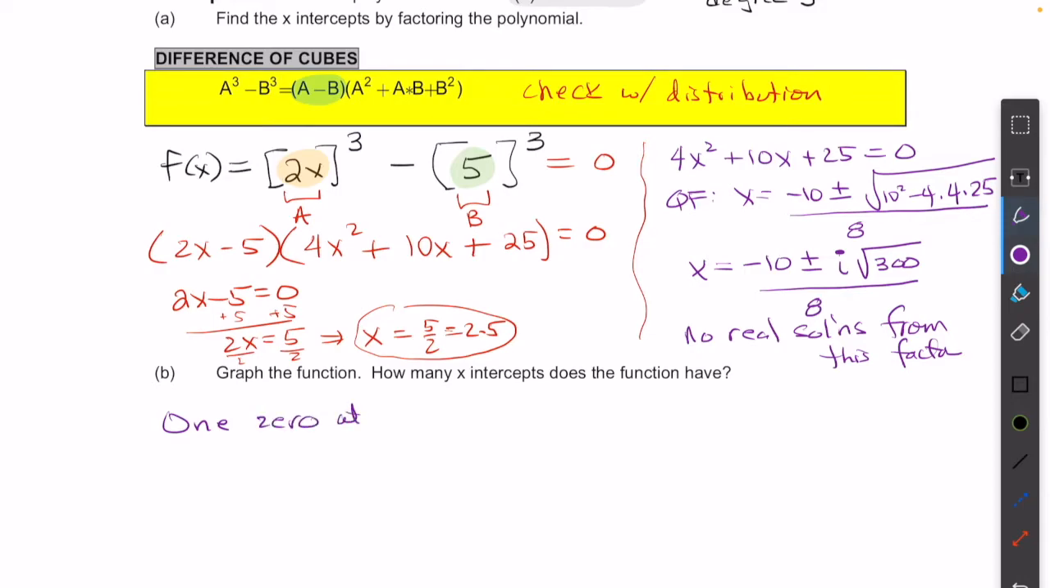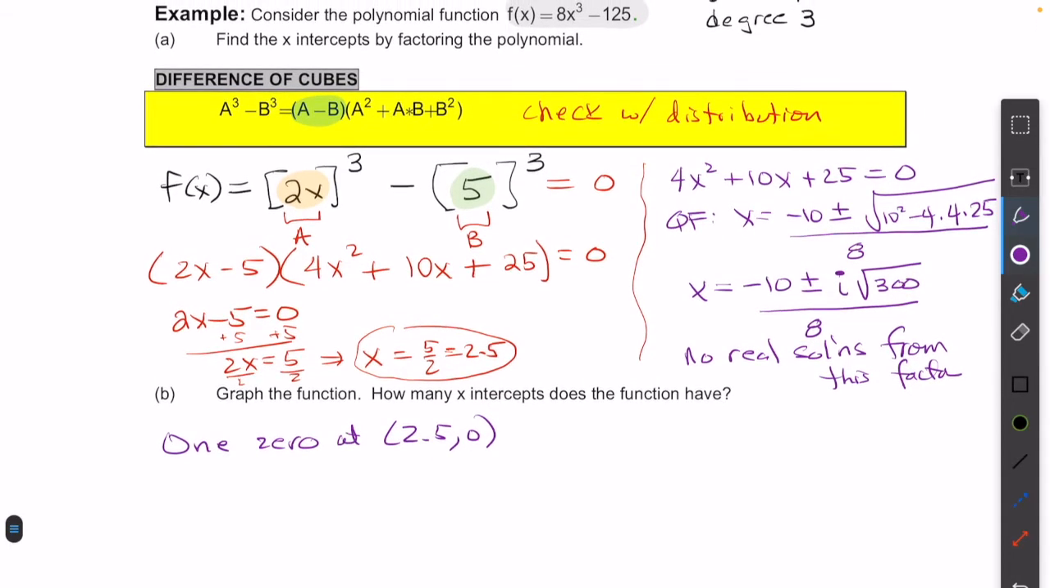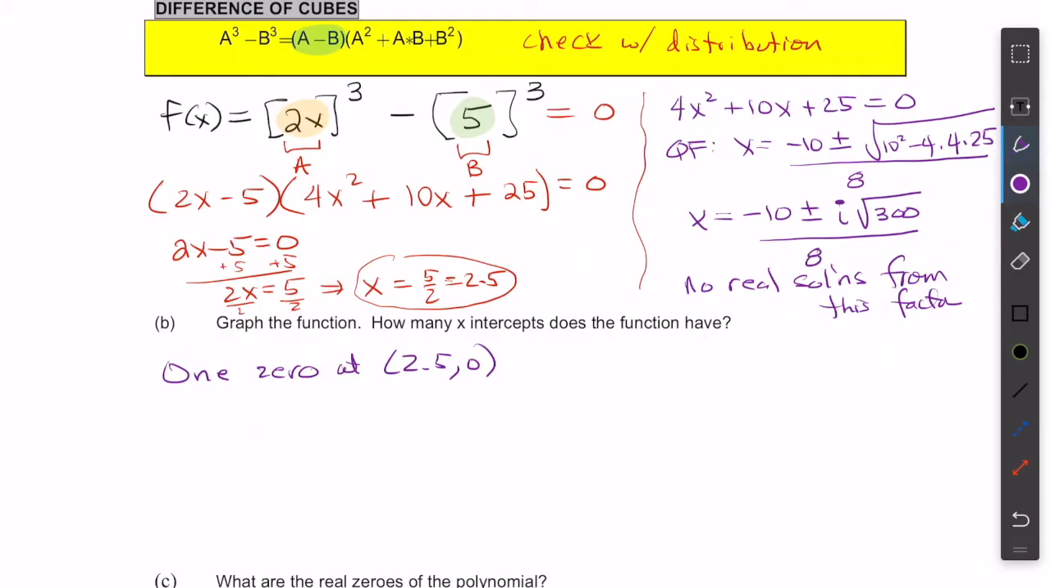real zero at 2.5. Now, as always, you should be able to take this function and graph it and verify that this is your x-intercept. So with such a small number as 2.5 for the x-intercept, I'm going to use a pretty small window for the x, something like negative 5 to 5 with a scale of 1.